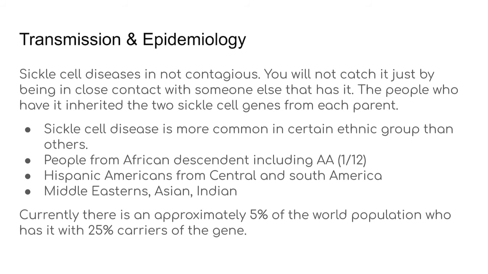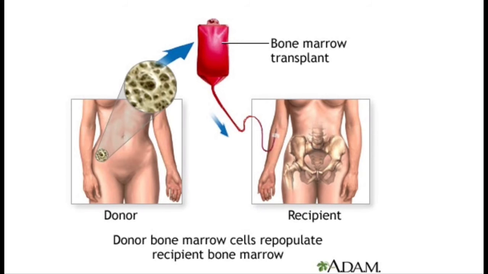Currently, approximately 5% of the world population has it, with 25% being carriers of the gene. What that means is that right now in the world, approximately 5% of people are affected by HBS and HBS, and then there are 25% carriers of the gene. They don't fully have it, they just have the gene. They're currently carrying the gene around. I will get to this picture in just 1 second.